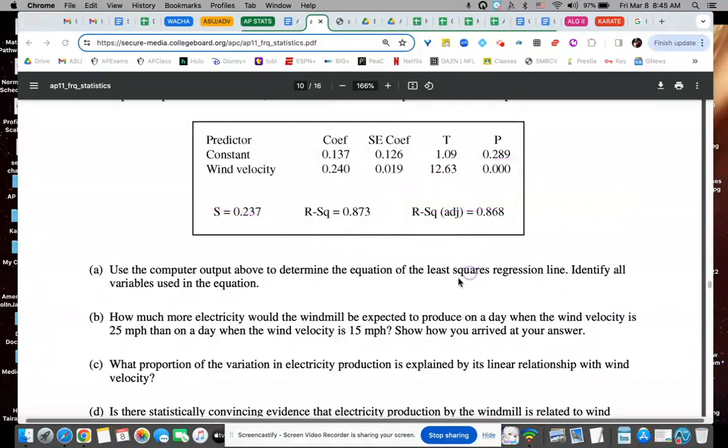All right, so part A: use the computer printout to determine the equation of the least squares line. Okay, so the number right across from the constant, that coefficient, is the y-intercept. And then the number next to the explanatory variable, this is always the explanatory variable, is 0.24. So that's the slope. All right, so I'm going to go straight to the answer on this one so you can see it. I'm just directly using those two numbers and the names, right? The wind velocity and the amperes.